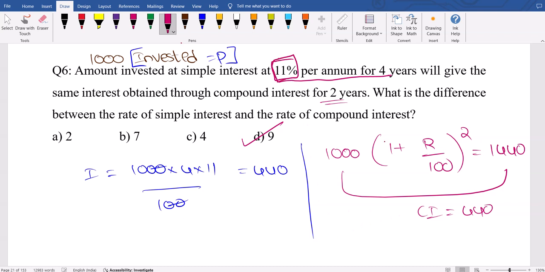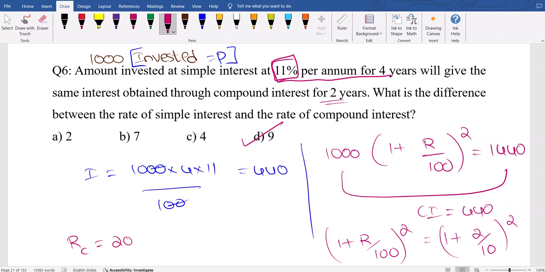Now if we calculate here 1 plus r upon 100 whole square, it's 12 squared divided by 10 squared. Zeros cancel, 12 by 10, which is 1 plus 2 by 10. Comparing, r will be equal to 20. So rate of interest for compound interest is 20, for simple interest is 11. The question is the difference between these two.